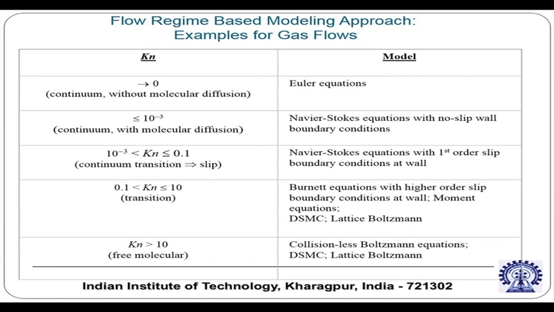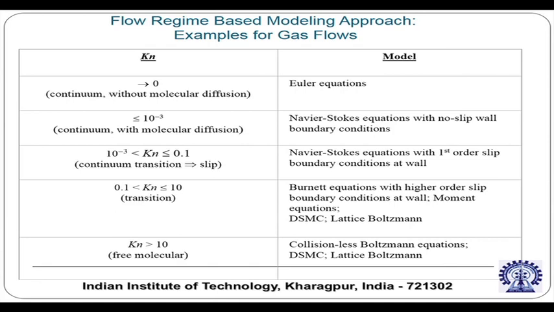So when the Knudsen number tends to 0, it is a situation of continuum without molecular diffusion, that is, without viscous effects. So you can use the Euler equation. Less than 10 to the power minus 3, these are again, as I told, not hard and fast numbers, just typical orders, you can use the Navier-Stokes equation with no slip boundary condition at the wall.